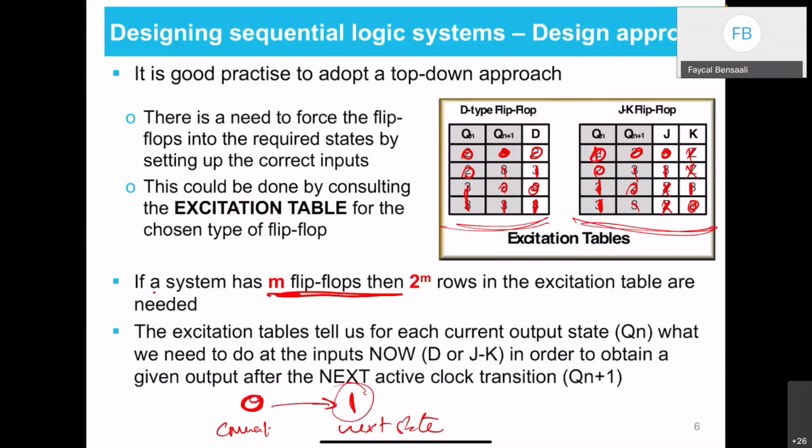Is this clear? How did we get the excitation table, which we are going to use later? So basically, this is very important what I put here. As we know, if we know the current state and we know what should be the next state, what are we going to do on the inputs D or JK to get what we want? This is how we construct those excitation tables.